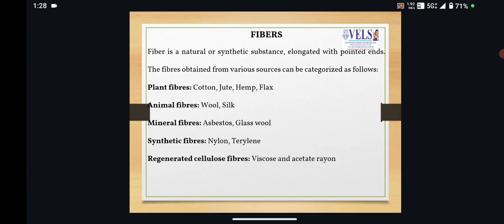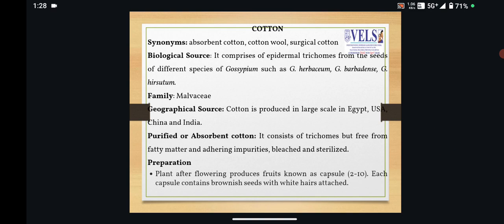Sometimes the fibers are obtained from a natural source and modified; they are called viscose and acetate rayon. Cotton. Synonyms: absorbent cotton, cotton wool, surgical cotton. Biological source: it comprises epidermal trichomes from the seeds of different species of Gossypium: Gossypium herbaceum, Gossypium barbadense, Gossypium hirsutum, all belonging to the family Malvaceae.